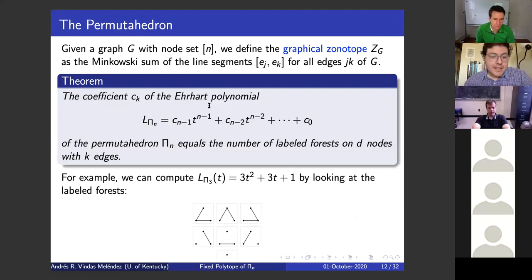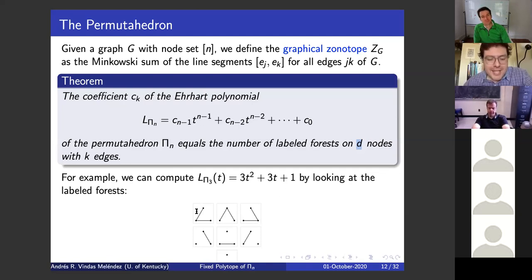But this theorem is claiming that each coefficient equals the number of labeled forests on, sorry, I should have said n nodes instead of d, on n nodes with k edges. And so the first one should be 3 nodes with 2 edges, 3 nodes with 1 edge, and 3 nodes, it got chopped off, but with no edges. And so that's where we get the 3, 3, 1 in these coefficients. So I think that's pretty neat, right?